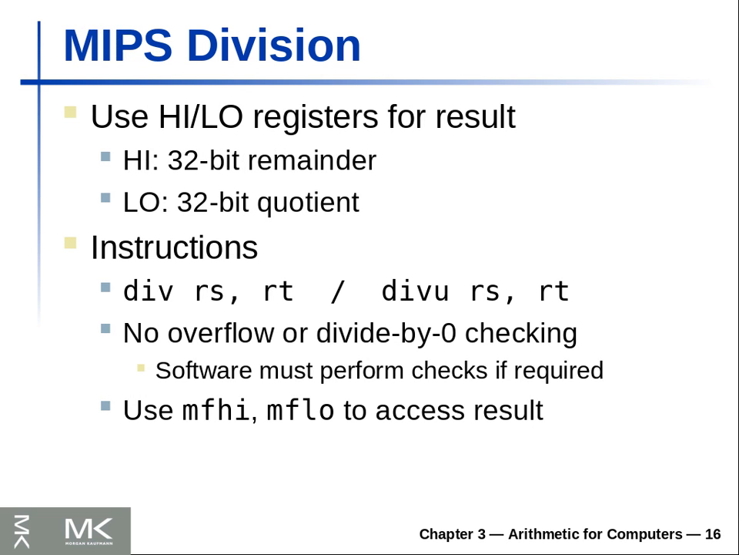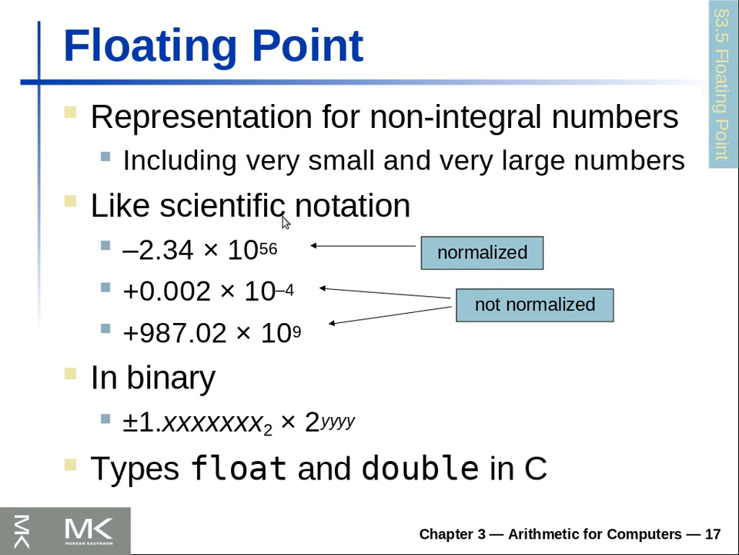All right, next, we're still going to talk about MIPS division. Just like with multiply, it's the same idea. You'll have a division, and then you'll have the high and the low in order to access the results. The high will be the remainder and the low will be the quotient, so for modulus it's high, and for regular division it's low.